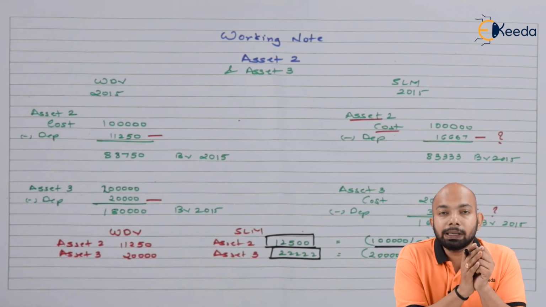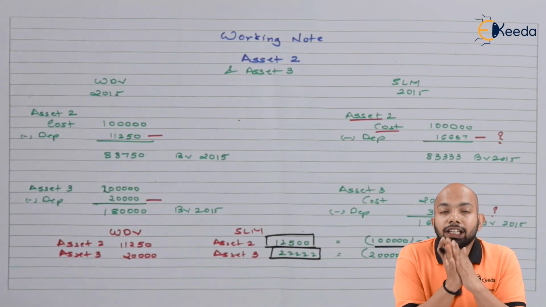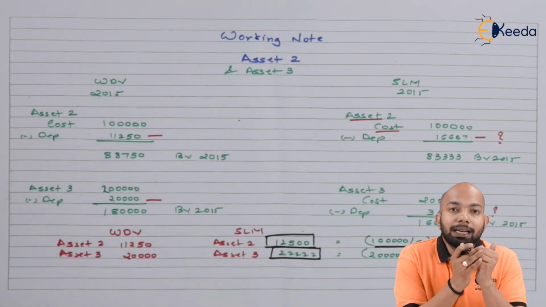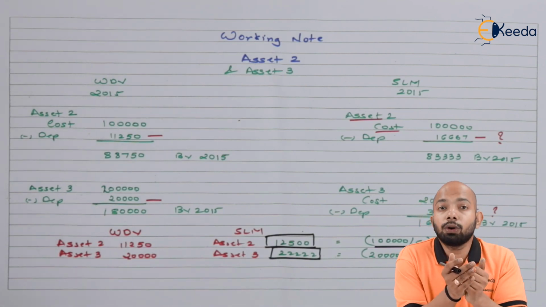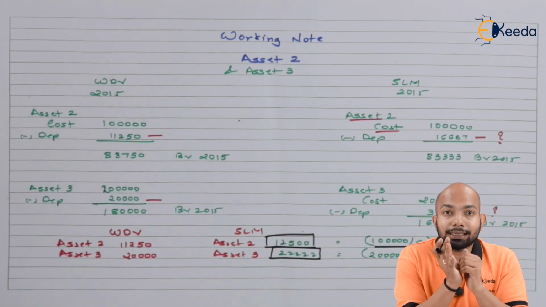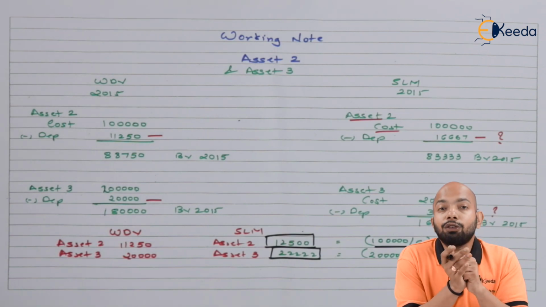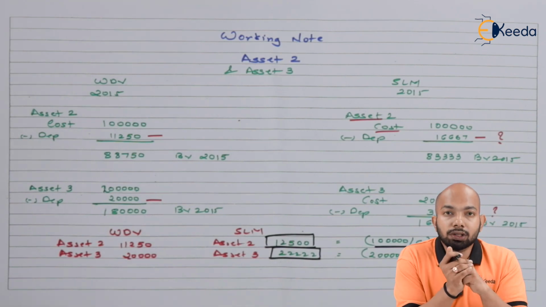The straight reason being, the SLM method uses a fixed cost and the WDV method uses the reducing balance. As the balance goes on reducing, the rate of depreciation and the amount of depreciation will also go on reducing. Hence, there is a difference that comes up like this. This is the difference which has to be accounted into the profit and loss account.